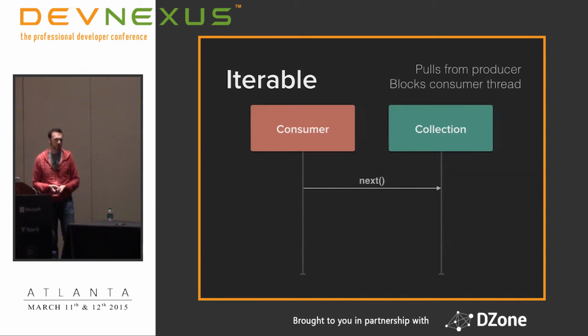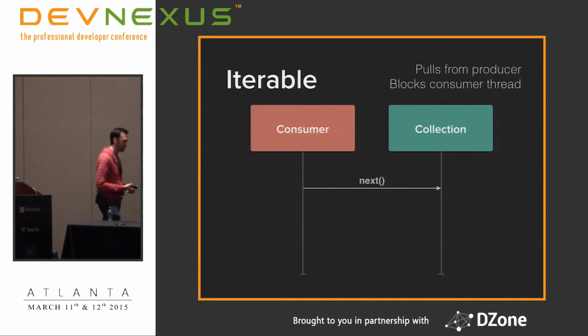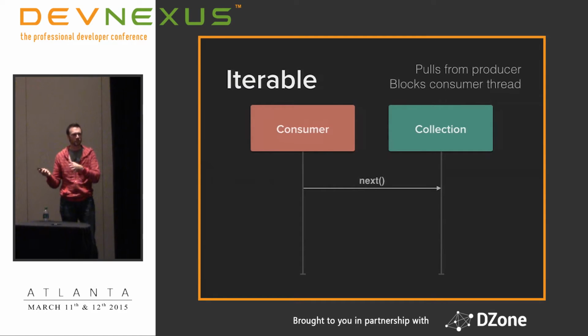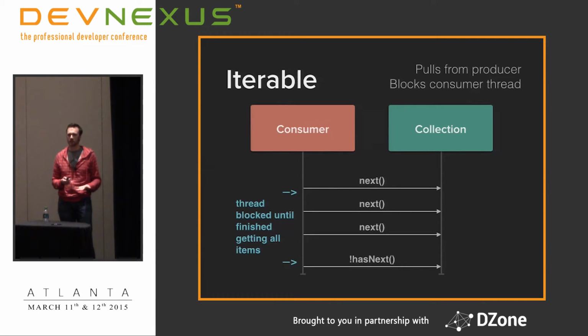Let's look at iterable. So iterables by default are not reactive, right? You have a collection of things and you want to iterate over them and get each of the values out of this collection. Now the consumer of this collection is going to call next to get the first value, and so on until it's out of values.